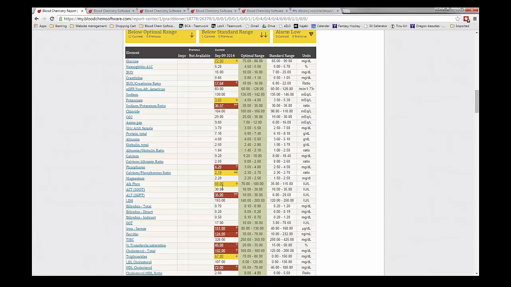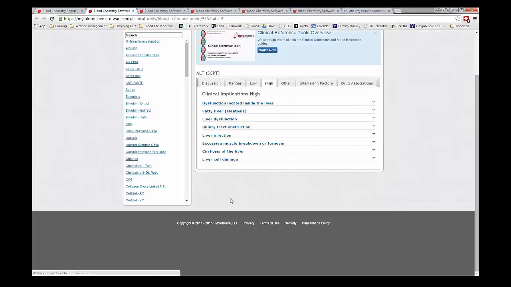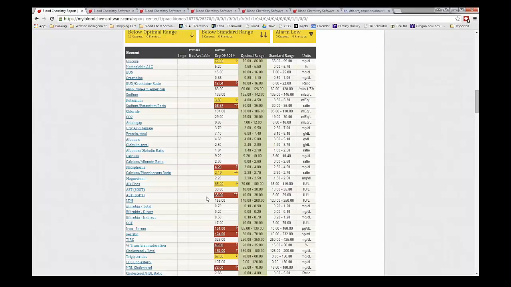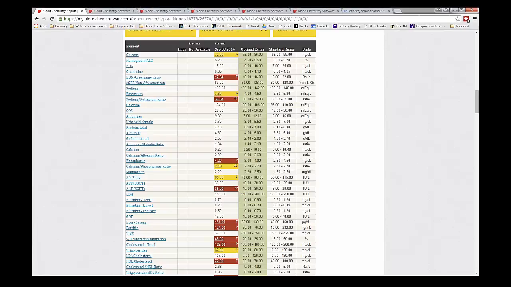So I would say probably that this person is zinc deficient. ALT we noticed was elevated, so if we click this, here are some of the issues. Dysfunction located inside the liver itself, fatty liver, liver dysfunction, biliary tract obstruction, liver infection. Obviously these ones down here on the list are much more indicative of a very grossly elevated ALT. 35 is too high, but I like to see that below 35.